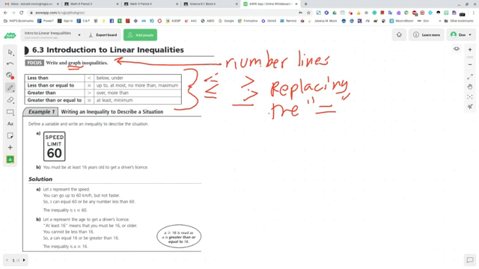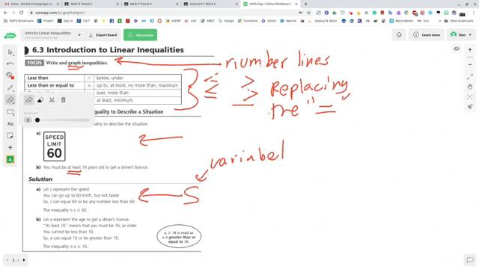Okay, we're going to jump right into this and look at this example right here. So we have: define a variable and write an inequality to describe a situation. So A, we have the speed limit of 60, and B, you must be at least 16 years old. I'm just going to underline the words at least 16 years old to get a driver's license. So example number one right here, it said let S represent the speed. So we still have to include a variable in our equation.